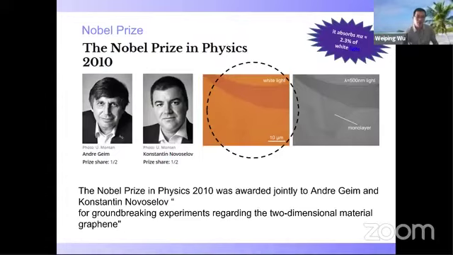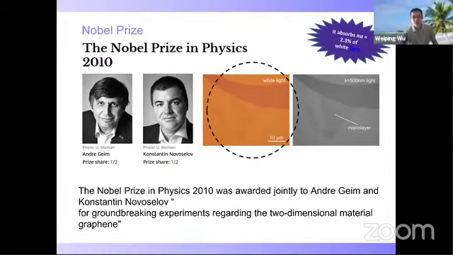So that's why the Nobel Prize in Physics has been awarded to Professor Andre Geim and Professor Konstantin Novoselov for their groundbreaking experiments regarding the two-dimensional material graphene. And besides this electron property, graphene is a very interesting material because it absorbs only 2% to 2.3% of white light.